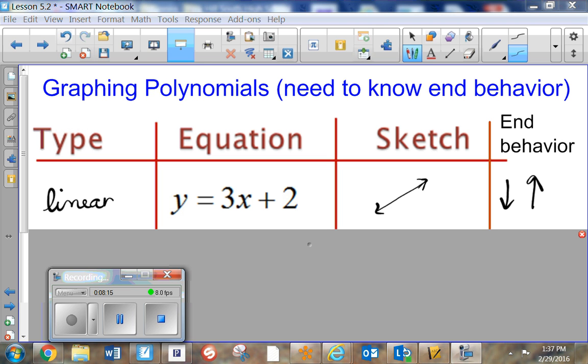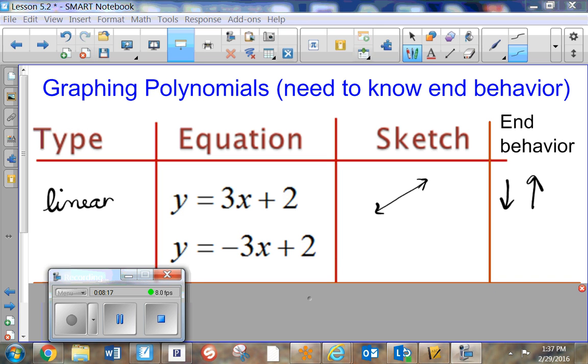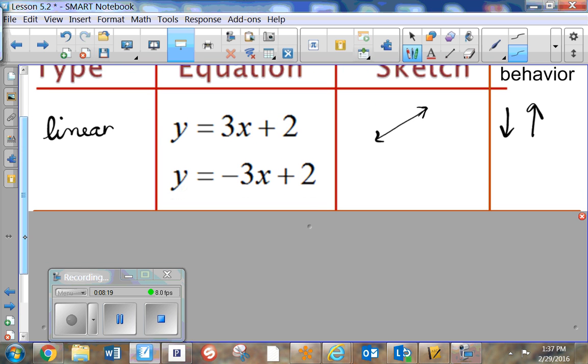Again, we don't need a calculator for the next one. What happens if we put a -3 in there? It's still going to be linear, absolutely. It's going to go from up to down. Lean to the left, fall from left to right, however your Algebra 1 people talk about it. So this is going to change my end behaviors, isn't it? So now it's going to be up, down.